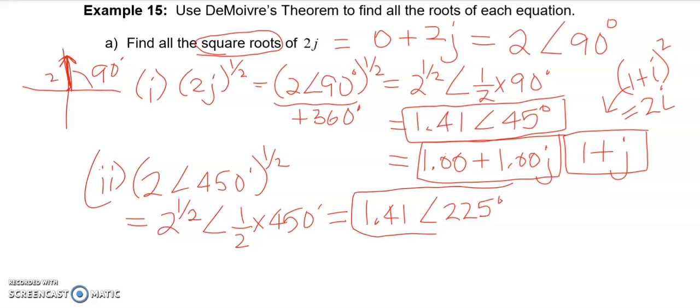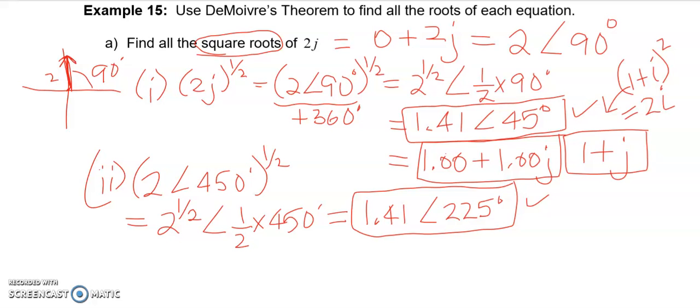Now I'd like to point out, when you're doing questions like this, please read the question carefully. If the question had said, leave your answers in polar form, then this and this would have been sufficient. You would not have had to change it back into rectangular form. So please make sure you read the question carefully. Okay? You can save yourself a lot of work by doing so.